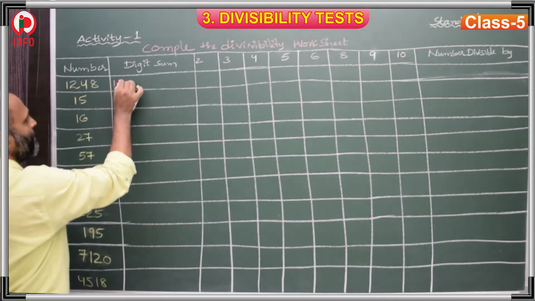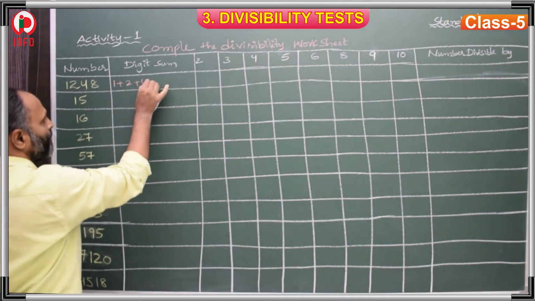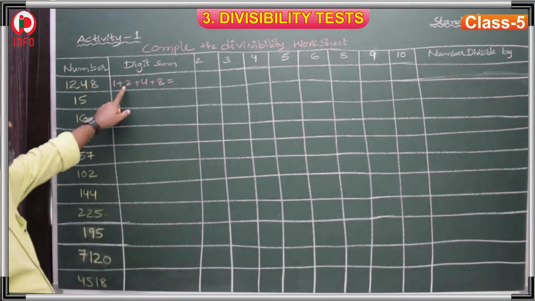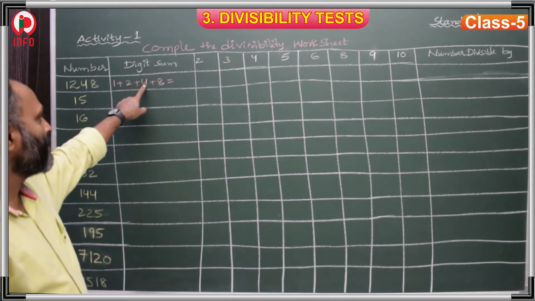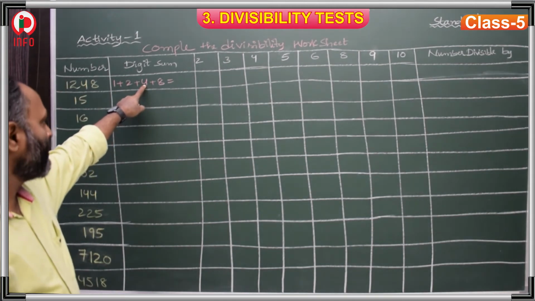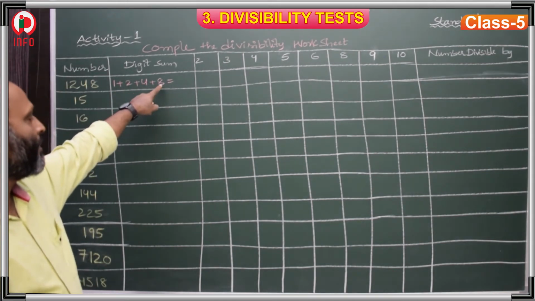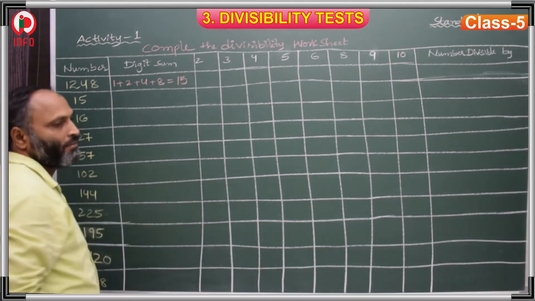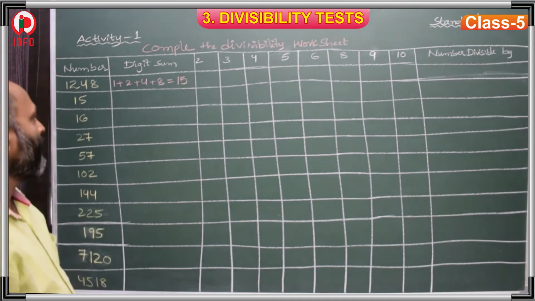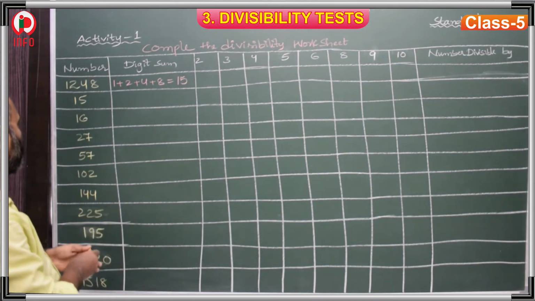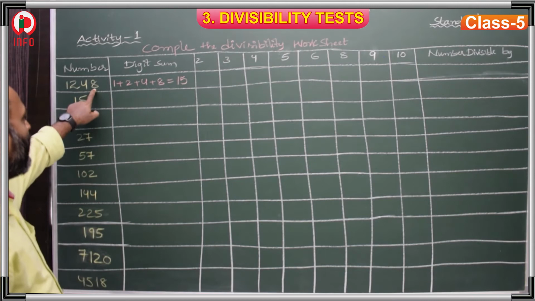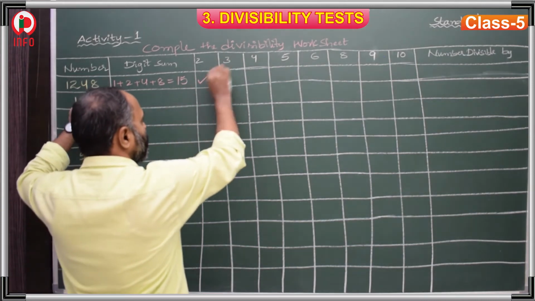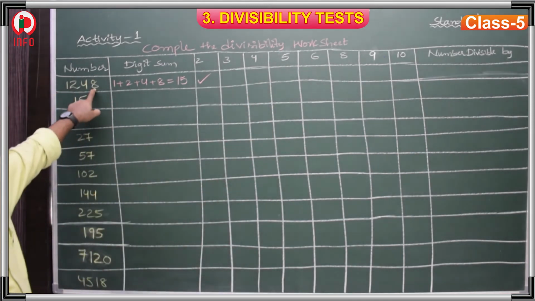1 plus 2 plus 4 plus 8 is equal to 1 plus 2, 3; 3 plus 4, 7; 7 plus 8, 15. First find the sum and keep it aside. Then, here 1, 2, 4, 8, it is an even number, so it is divisible by 2.